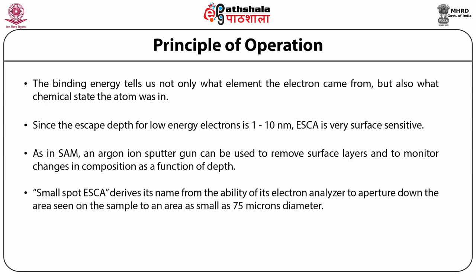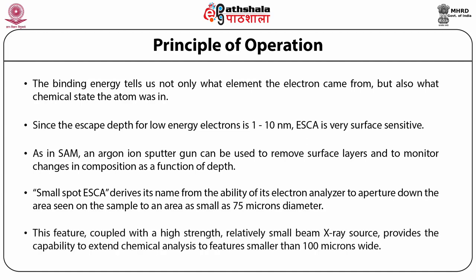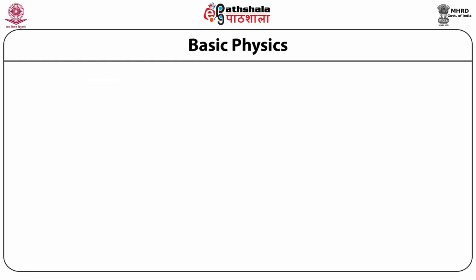Small spot ESCA derives its name from the ability of its electron analyzer to aperture down the area seen on the sample to an area as small as 75 microns in diameter. This feature, coupled with a high strength, relatively small beam X-ray source, provides the capability to extend chemical analysis to features smaller than 100 microns wide.